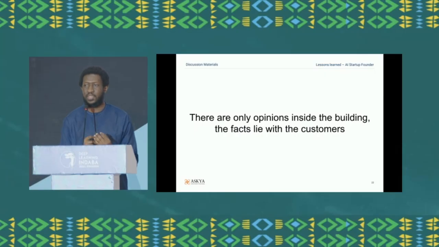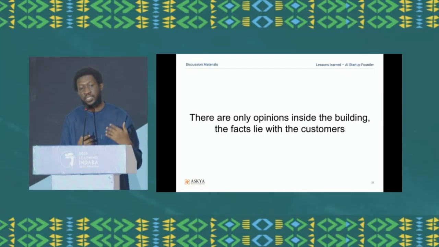One of them is that inside the startup, there are only opinions. The facts lie with the customer. Someone asked the question: we might think that customers want this, and then later we find out that we were wrong. Yes, that's the process. That's how it works. Because you had an opinion, and you had to go in the market, face the customer and test if your assumption is good.